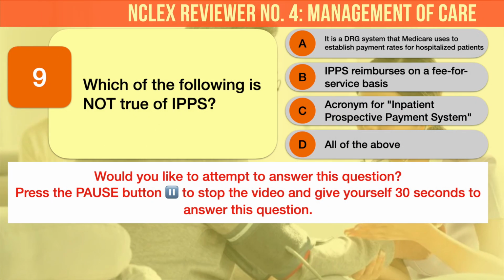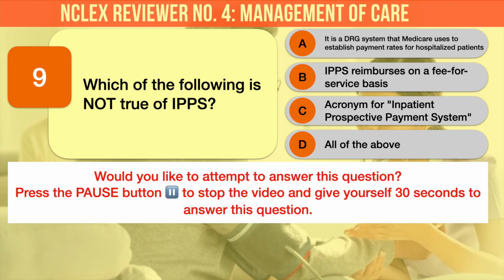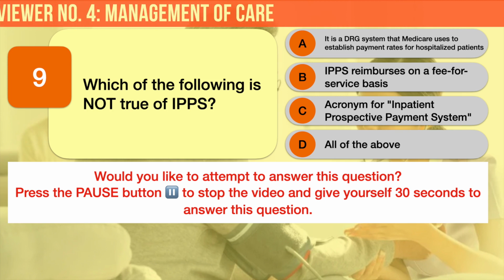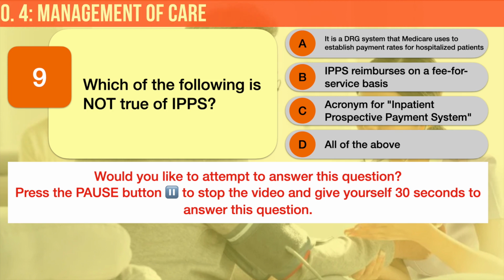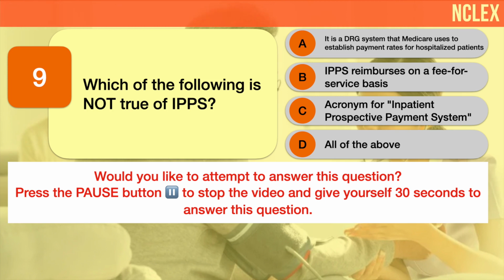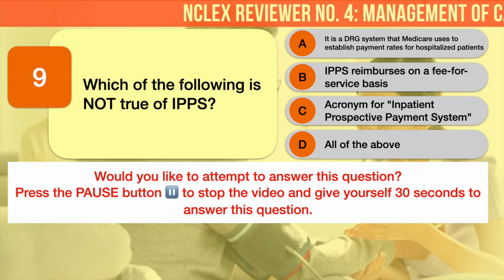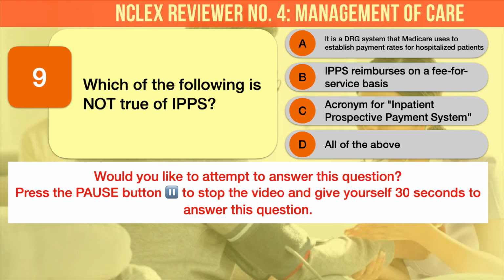Question number 9. Which of the following is not true of IPPS? A. It is a DRG system that Medicare uses to establish payment rates for hospitalized patients. B. IPPS reimburses on a fee-for-service basis. C. Acronym for Inpatient Prospective Payment System. D. All of the above.